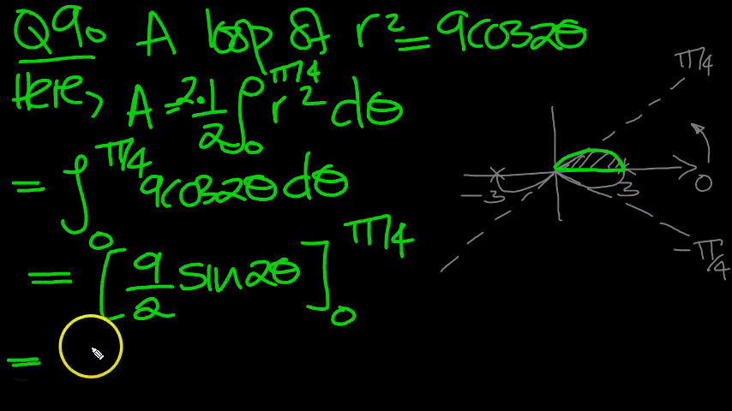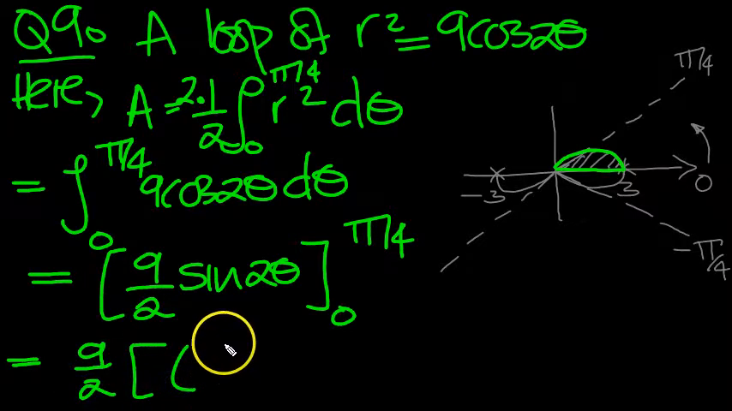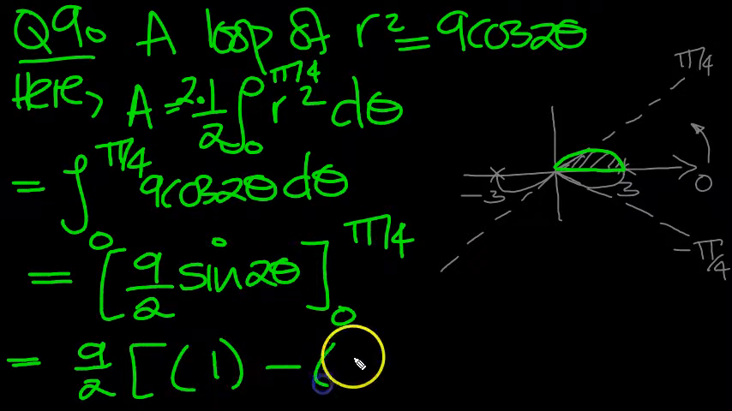Top value take bottom value then, and 9 over 2 can come outside the bracket. Top value will be sine of 2 lots of pi over 4, which is pi over 2. Sine pi over 2 is 1. Take away bottom value, put 0 in, sine 0 is 0. So it's 9 over 2.